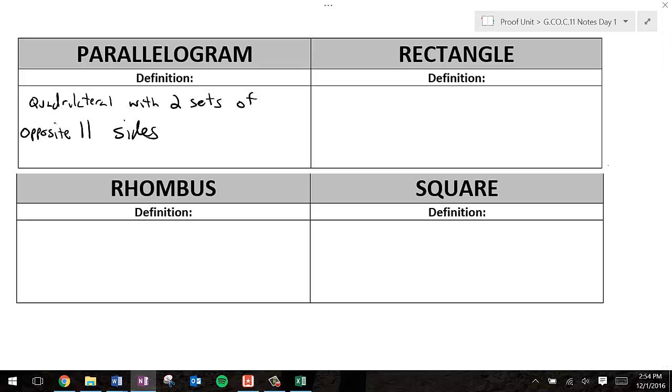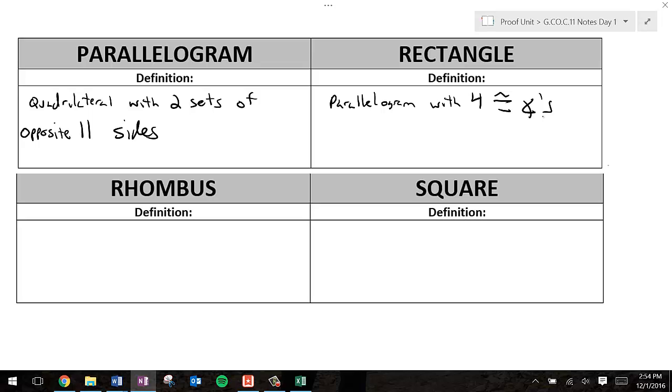Now, from there, we have three special parallelograms. All of these three, the rectangle, the rhombus, and the square, hold to the same exact definitions of a parallelogram. They're just special cases. A rectangle is a parallelogram with four congruent angles. And we all know the rectangle, all four angles inside of it are 90 degrees, with, once again, all the same exact pieces of our parallelogram.